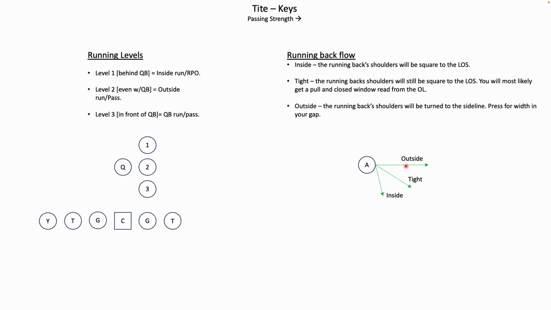If the running back's shoulders are turned to the sideline, this is an outside flow. So we're thinking like outside zone, sweep, stretch, something like that. We're going to press for width in our gaps, meaning that your gaps are going to move horizontally, and so we need to move with our gaps.